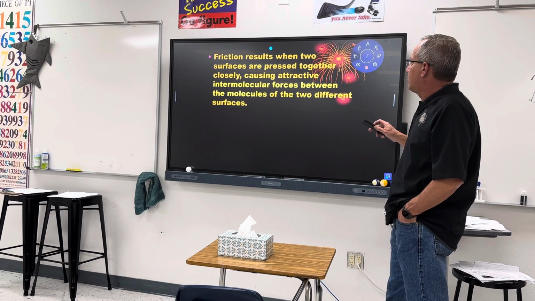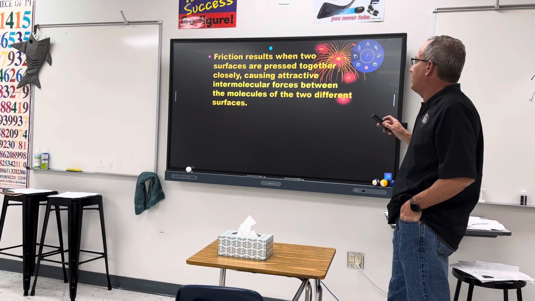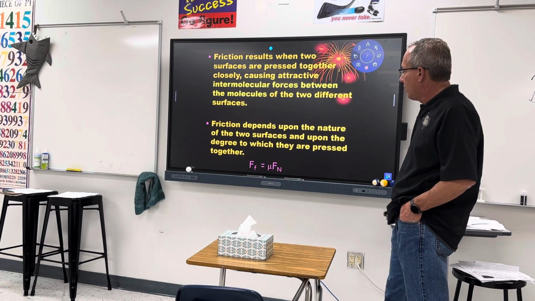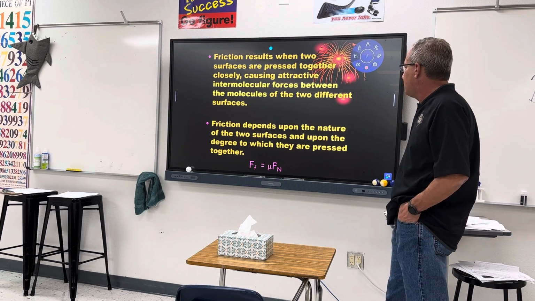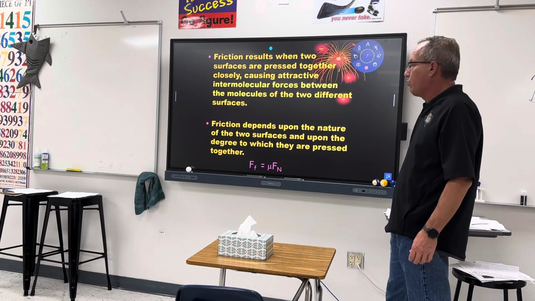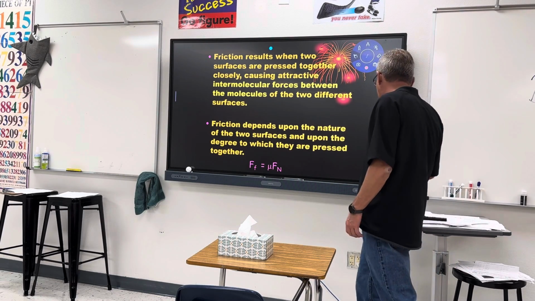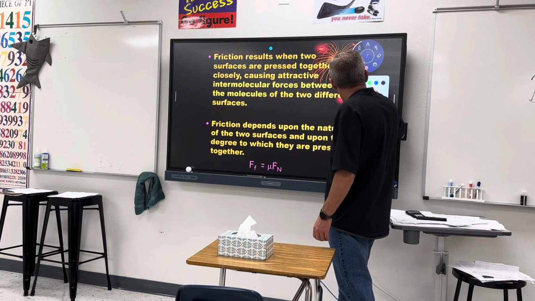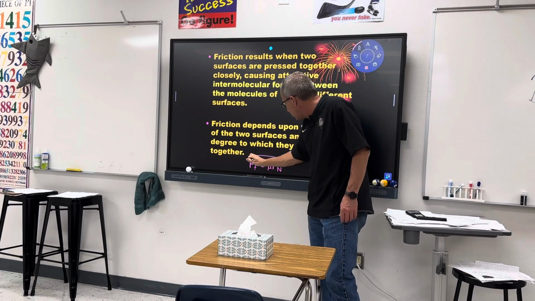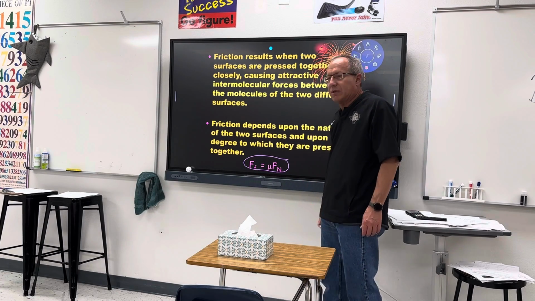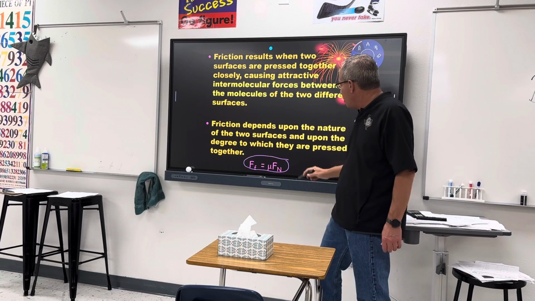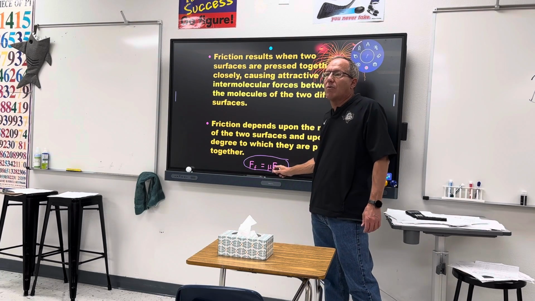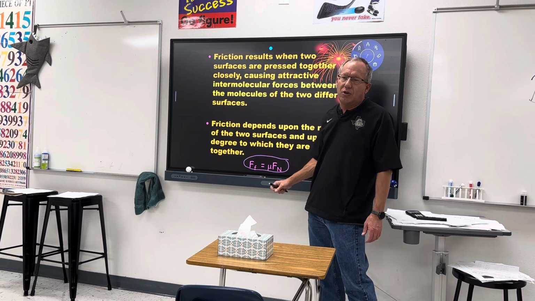So friction results when two surfaces are pressed together closely, causing attractive molecular forces between the molecules of the two different surfaces. Friction depends upon the nature of the two surfaces and upon the degree to which they are pressed together. So the big thing that we're looking at here, equation-wise, is the force of friction is going to equal mu times the normal force, okay? And mu is called the coefficient of friction. This is the lowercase Greek letter mu. It is not a U with a tail.